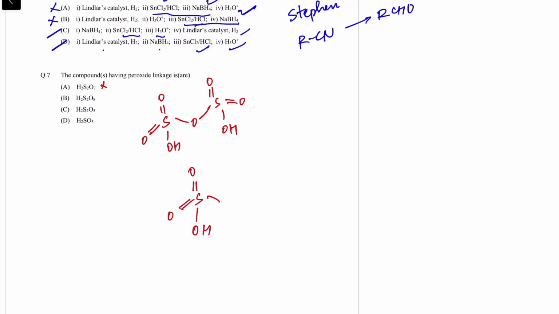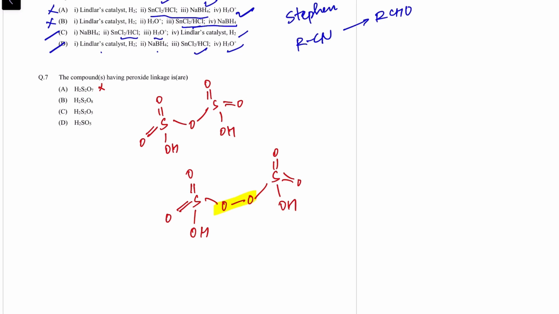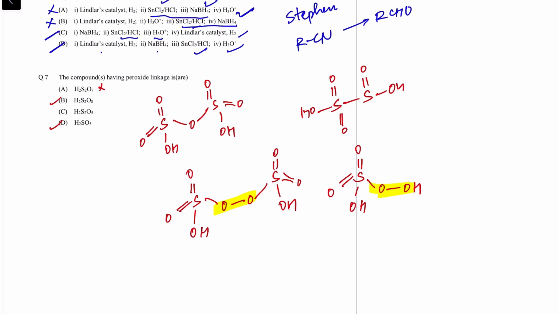It is also called peroxodisulfuric acid or Marshall's acid. So here we have a peroxide linkage. Then H2S2O5, no, this is pyrosulfurous acid. It contains a sulfur-sulfur linkage but not an oxygen-oxygen linkage. Finally, H2SO5, yes, again this is famous, peroxomonosulfuric acid or Caro's acid. It has multiple names and it also contains a peroxide bond. So the correct answer to this question would be option B and D.